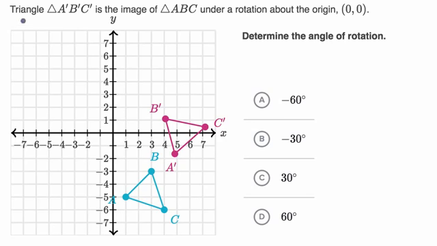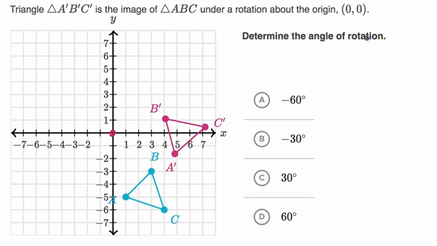We're told that triangle A prime, B prime, C prime, so that's this red triangle over here, is the image of triangle ABC, so that's this blue triangle here, under rotation about the origin. So we're rotating about the origin here. Determine the angle of rotation.